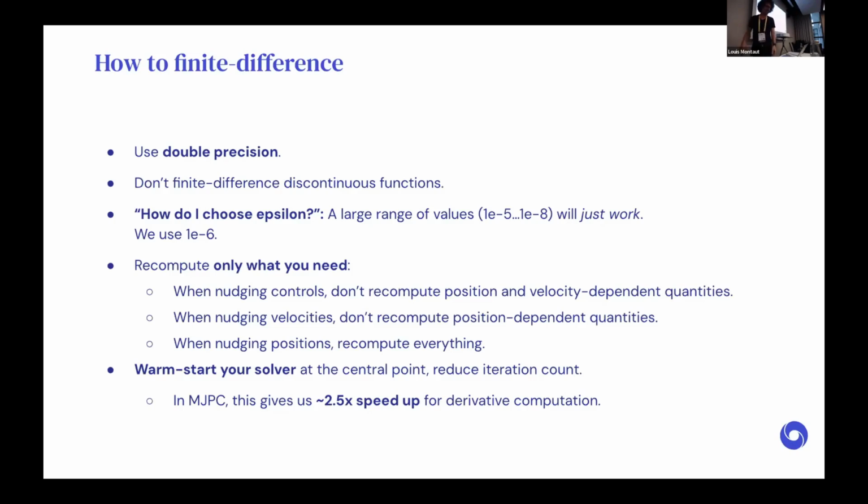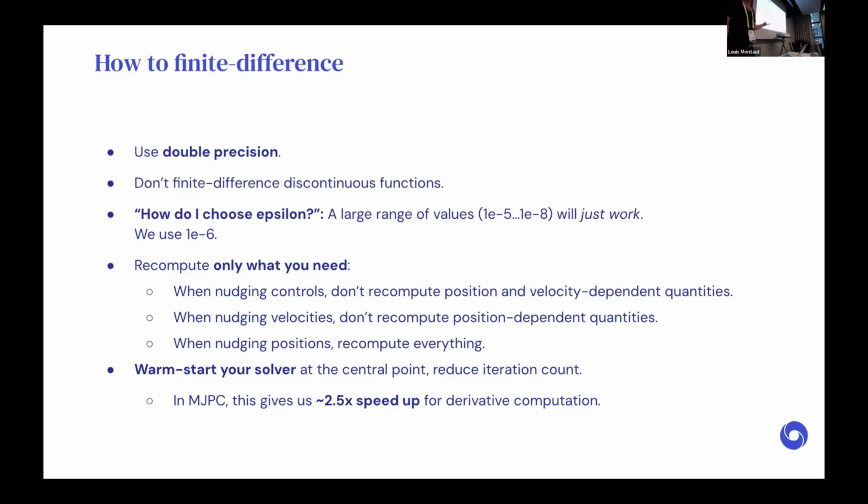It works. Okay, so here are the tricks to making it fast. One is recompute only what you need. When you're finite differencing, you have a point in the middle and you nudge it in various directions. Depending on what you're nudging, don't recompute everything. If you're nudging forces or controls, you don't need to recompute positions and velocities. If you're nudging velocities, you don't need to recompute positions.